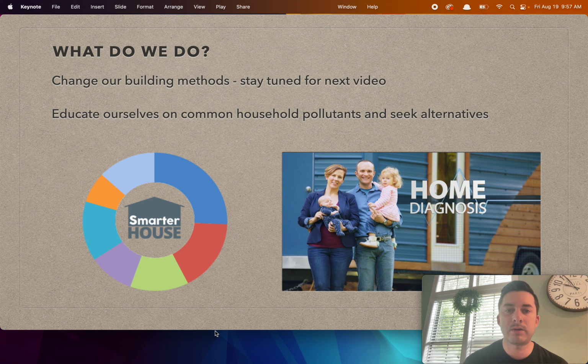Down below I have a couple excellent resources, Smarter House, but then also Home Diagnosis. They have a website, homediagnosis.tv. They also have a TV show on PBS where their whole goal is to educate our society on what is in our house as far as pollutants, what we're breathing in, and how we can do better, how we can change that. So check them out.